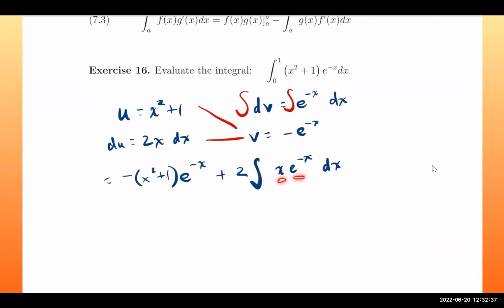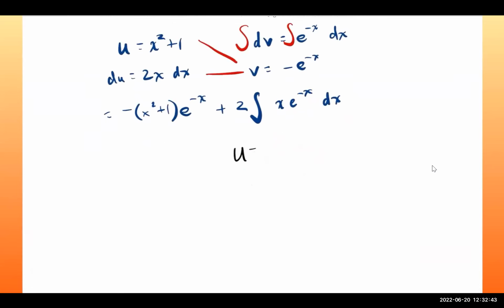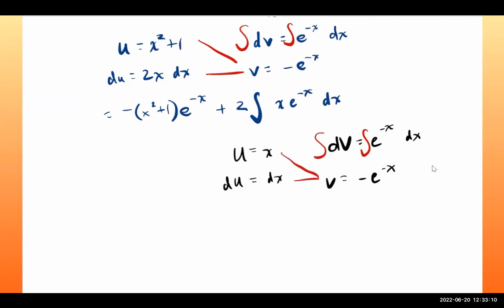x e to the negative x dx. And as you can see here, we have yet another double integration by part problem. So once again, I'm going to resort to a capital U now to be my x, and my capital dV to be my e to the negative x dx. The differentiation becomes 1, which is just dx. The integral is going to be v equals negative e to the negative x. And then the formula says these two minus these two. So the formula is going to be, don't forget the 2 that's in the front. So I'm going to drop that 2 down there.